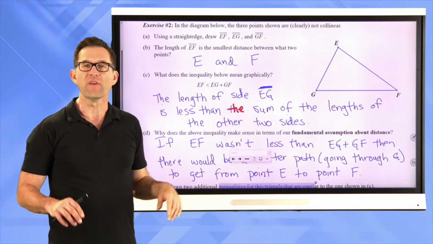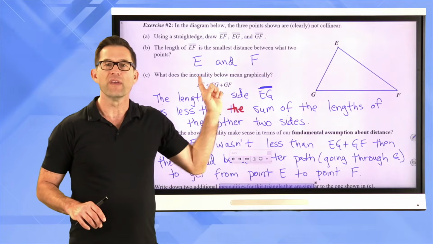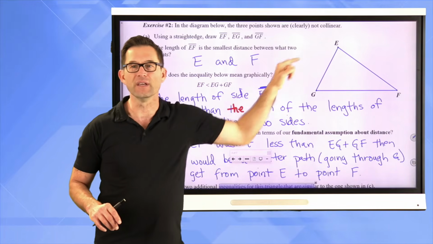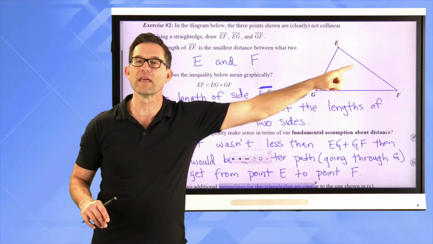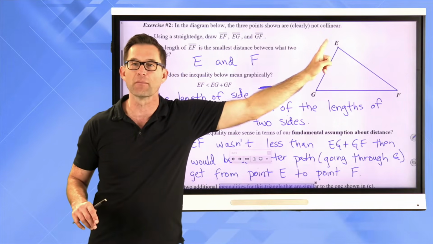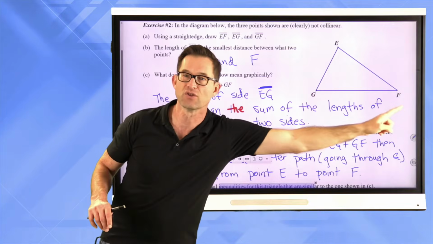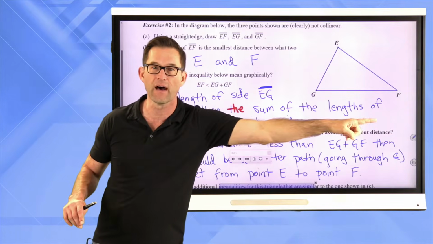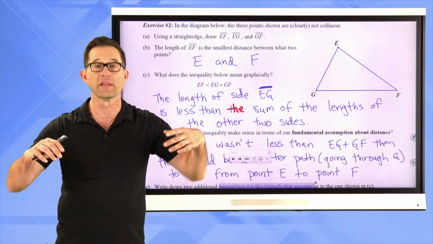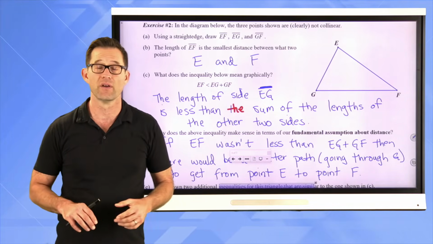Now I am kind of leaving the equals case out, right? What if EF is equal to EG plus GF? Well, if EF is equal to EG plus GF, then that means that they're collinear, that G must lie somewhere on that segment in order for EG plus GF to be equal to EF. So not only does EF have to be less than, it can't even be equal to those two sums.